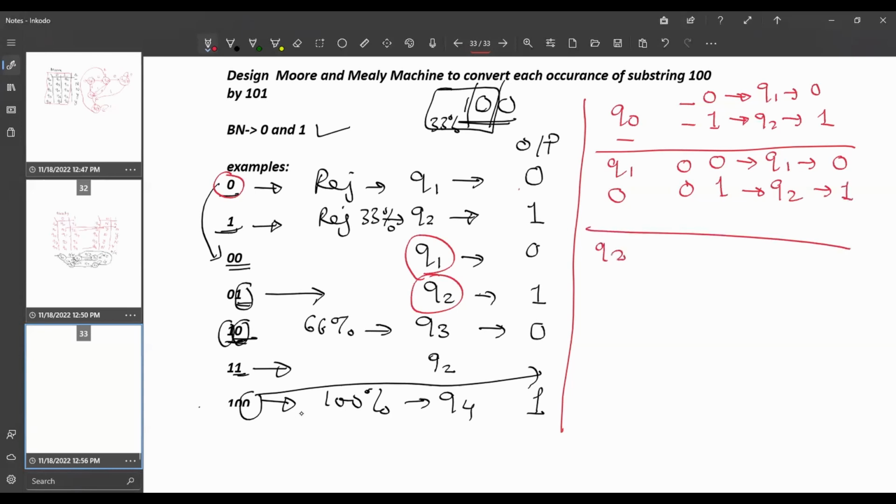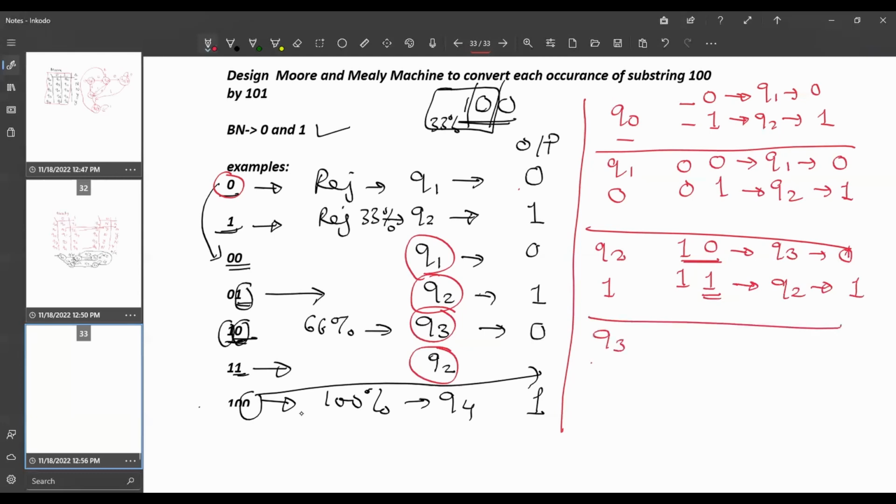Now we have the Q2 state. Q2 means the first bit is 1. So the previous bit is 1, and the next bit can be either 0 or 1. If the next bit is 0, it makes 1 0. According to our requirement this contains 66%, and it is indicated by Q3 with the output 0. Now we have 1 1, which contains 33% of the required string, indicated by the Q2 state, and the output will be 1.